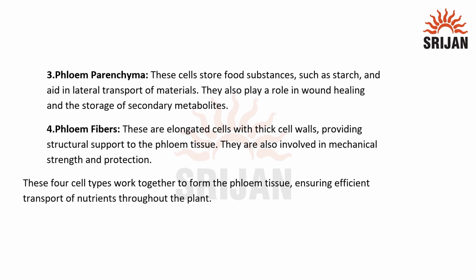The third type of cell that is there is called phloem parenchyma, and being a parenchyma cell, its main function is storage. So phloem parenchyma is going to store food substances like starch, and it is also going to do one more function, that is it will aid in the lateral transport of the material. And this parenchyma also has wound healing capacity, and apart from this it is also going to store the secondary metabolites which are produced.